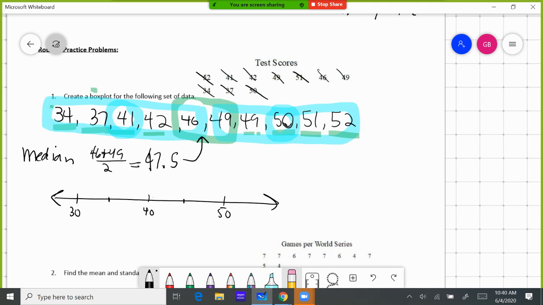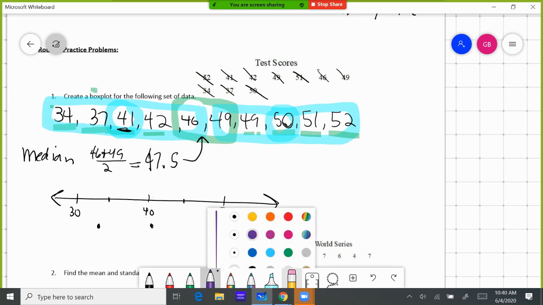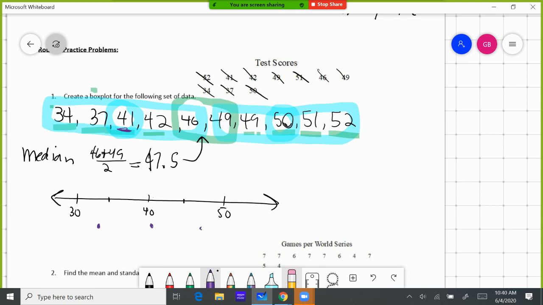Smallest number is 34, which is about here. And then the lower quartile is 41, which is about here. The median is 47.5, which is here. Upper quartile is 50, and then 52 is our max. So there's our 5 numbers that we need. This is a box plot, so you're going to put a box in the middle, and then draw a line where the median is at, and then extend it to the minimum and maximum value, and you have your box plot.